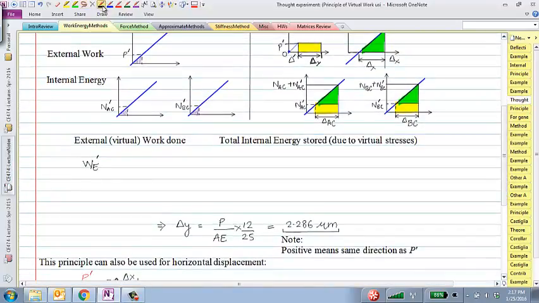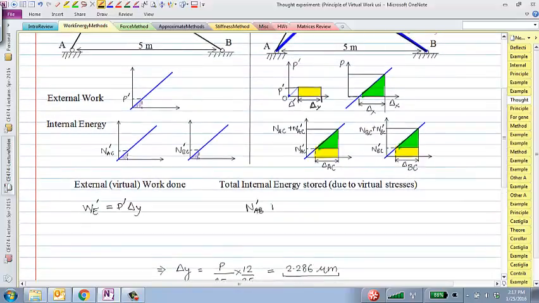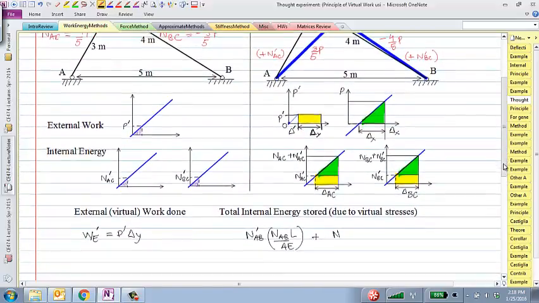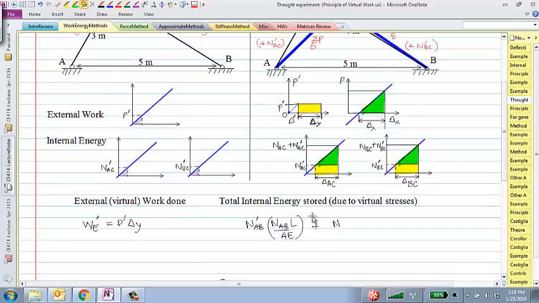So the external work done is P prime times delta Y. The total internal energy stored would be N_AB prime times real N_AB L over AE, plus, sorry, not AB, but AC. Let me write that again. N_AC prime, the virtual force within the member, times the real displacement, which would be N_AC times L over AE, plus N_BC prime times N_BC L over AE.